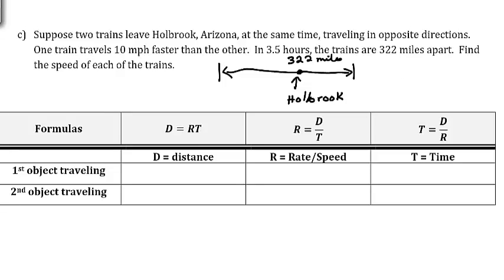So one train is traveling 10 miles per hour faster than the other train. So one of the speeds is x. And if the speed of this train is x, then the speed of this train will be 10 miles an hour faster, so that would be x plus 10. We don't know how far each of them have traveled separately, but altogether, between the two of them, they've traveled a total of 322 miles. And also, they've spent 3.5 hours traveling, and both of them have done that.